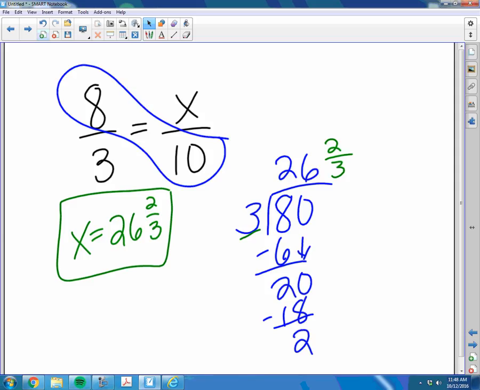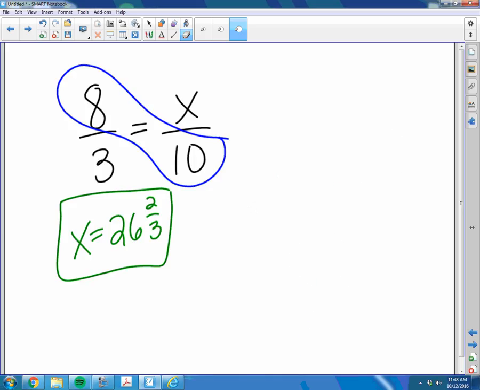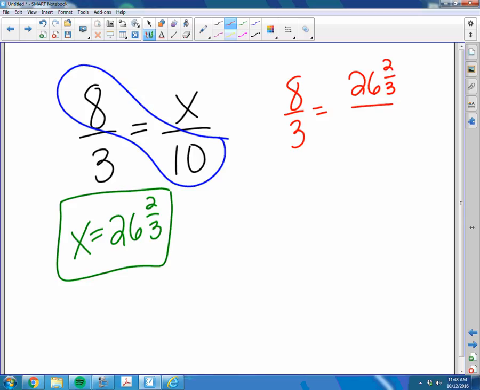Why do you have a fraction over a fraction? It's just because the value that makes these two equivalent for x would be 26 and 2/3. And by the way, if you doubt it, I'll show you. So what we're basically saying is that 8 over 3 equals 26 and 2/3 over 10. So let's just check that.